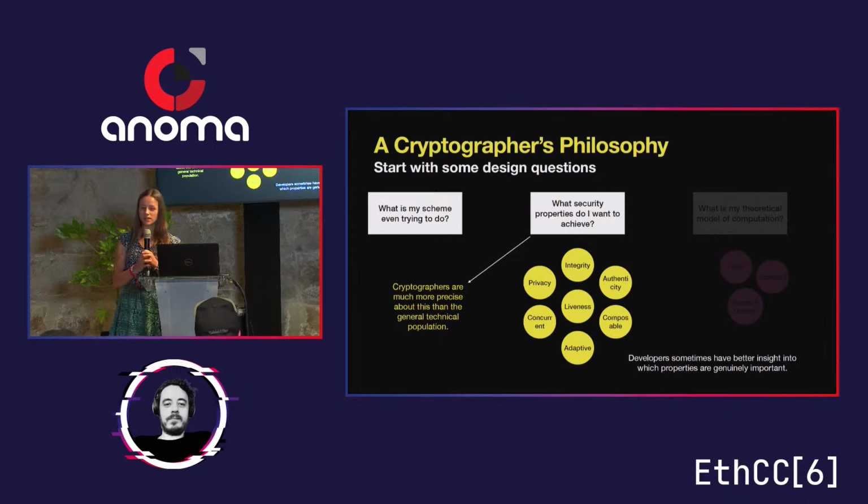Kind of related to this is, what security properties do I want to achieve? Do I want it to be private? Do I care about liveness? Do I care about authenticity? Do I want it to be composable? So that would mean that I can use it as a plug and play thing in other protocols. Do I care about adaptive security, concurrent security? Lots of different questions along these lines.